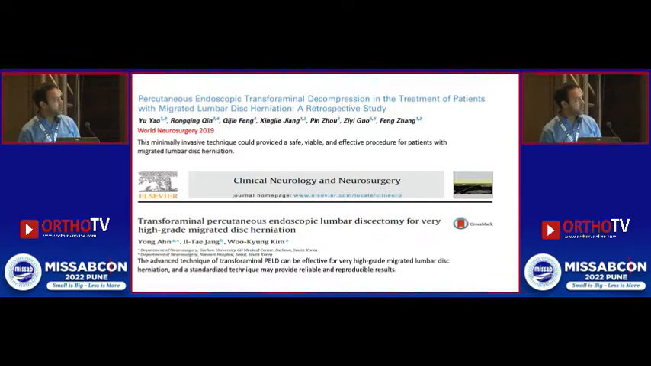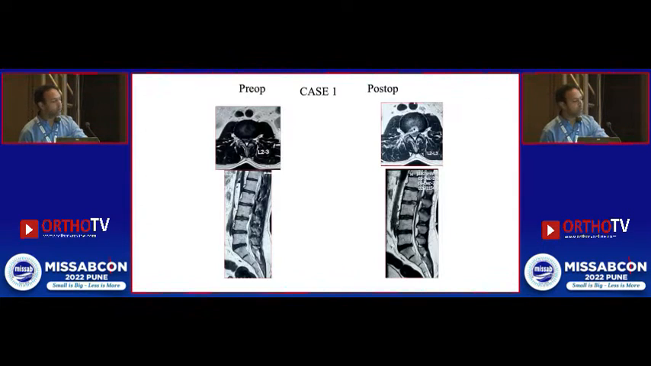These are the various studies showing that minimally invasive endoscopy, that is transforaminal endoscopy, is a safe, viable, and effective procedure. These are the various cases operated at our institution.